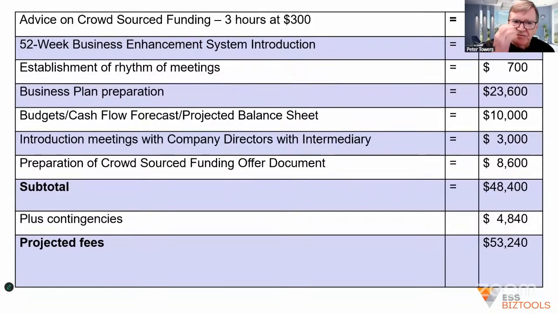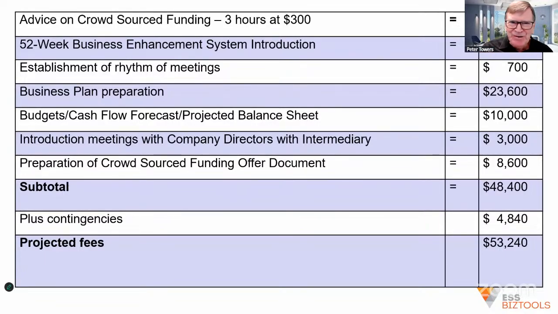Businesses need this 52-week business enhancement system. I think it's important that you're able to say to the intermediary, we've introduced a system which will enable daily, weekly, monthly reports. Weeklies, the weekly performance report, and monthlies, obviously the financial accounts. So I've got $1,600 there. I've got 2 hours of a partner level at $300 and 5 hours at an intermediate type level, $1,000. That's $1,600.